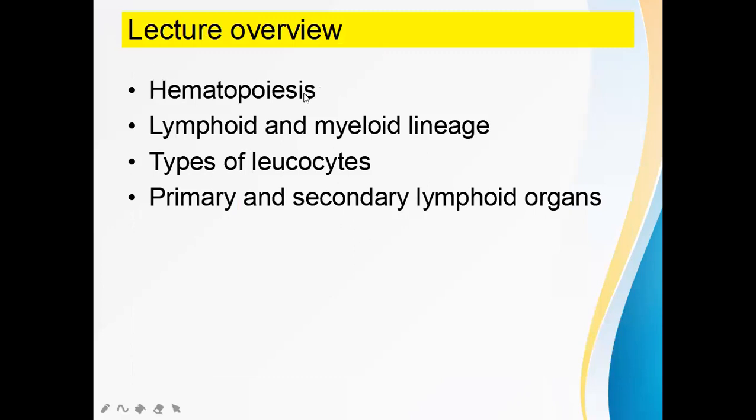So in this lecture, we will be discussing the hematopoiesis part, like the formation of blood cells and its components, the lymphoid and the myeloid lineage, and the types of leukocytes, and last but not the least, what are primary and secondary lymphoid organs.